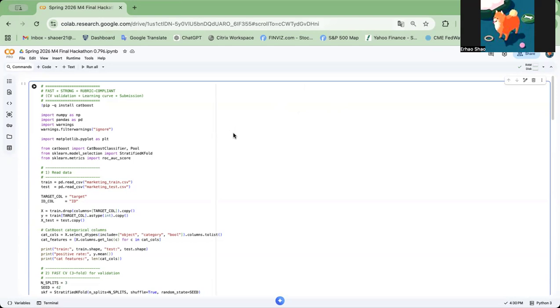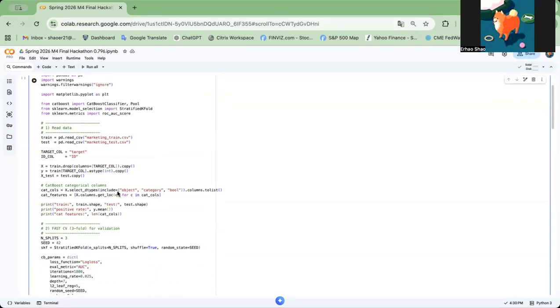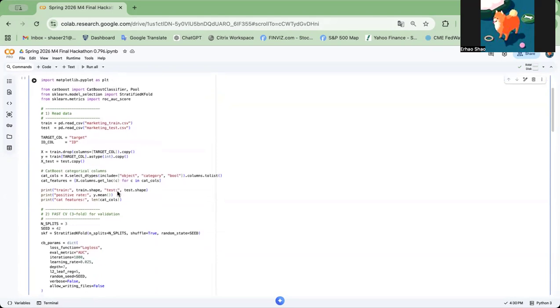So this is the M4 final hackathon, and how did we improve the performance of the model? So read the data first, and for the model selection, I use boosting instead of using a basic model like logistic regression. I select CatBoost, which is the gradient boosting algorithm optimized for categorical features.